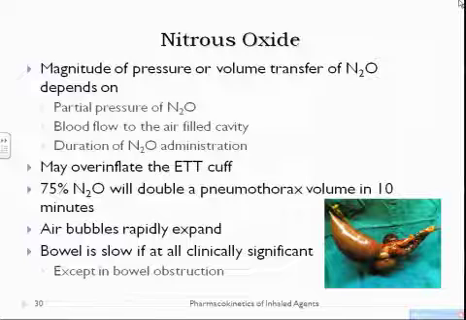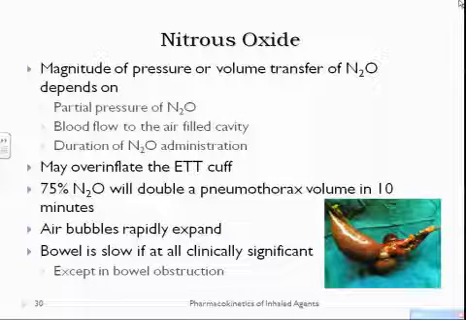The actual magnitude of pressure or volume transfer of nitrous oxide really depends on the partial pressures of the nitrous oxide, the blood flow to the air-filled tissue, and the duration of the nitrous oxide. At no time will the nitrous oxide cause an endotracheal tube to burst.